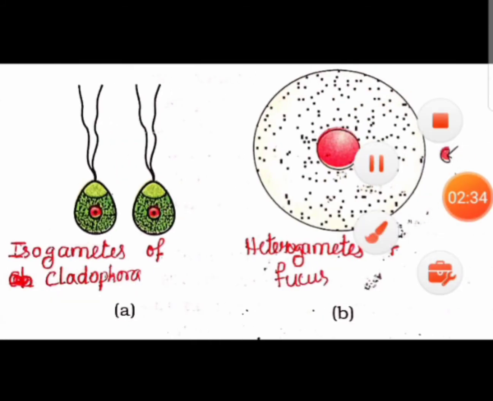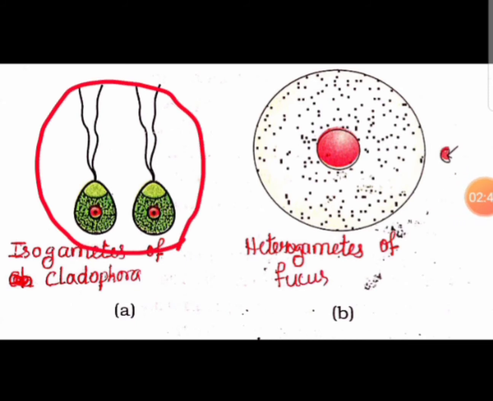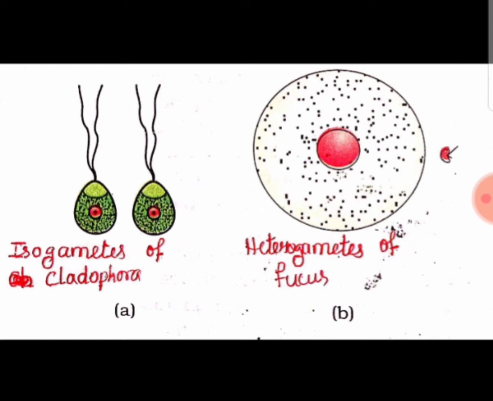When it comes to types of gametes, if you find both male and female gametes are morphologically similar, they are considered as isogametes or homogametes. The best example given in the NCERT textbook is Cladophora. Cladophora is one of the algae. Here you can find both the gametes are morphologically similar.